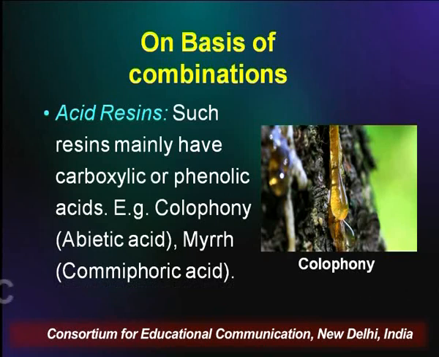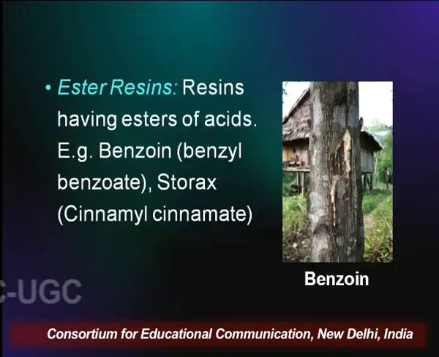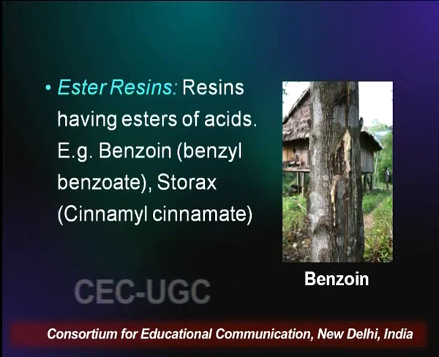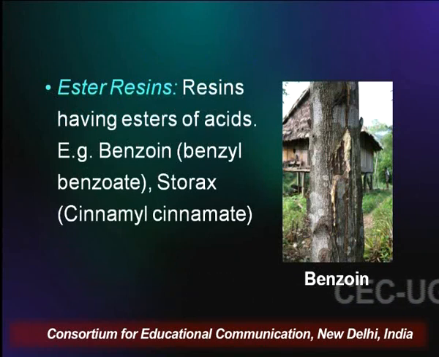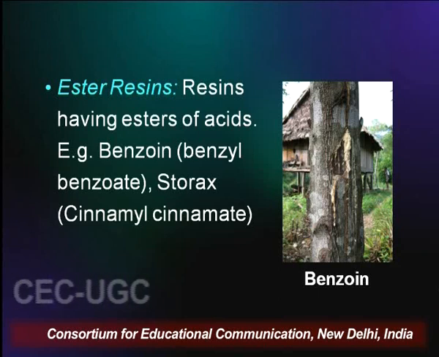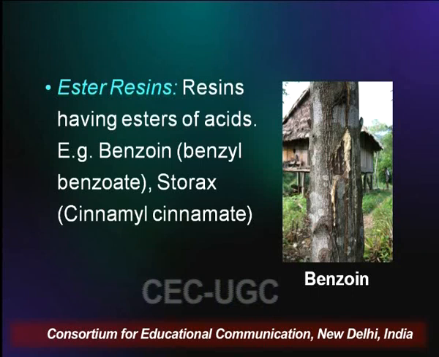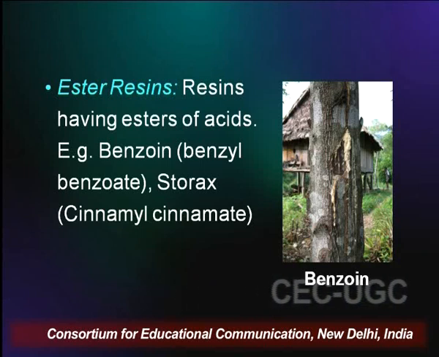So as you can see in the picture, the golden brown colored resin is exuded from the colophony tree. These are acid resins, which are rich in phenolic or carboxylic acids. Then we have ester resins. In these resins, the carboxylic or phenolic acids largely occur in the form of esters. If the resin has a large amount of esters of those carboxylic and phenolic acids, then we call it an ester resin.